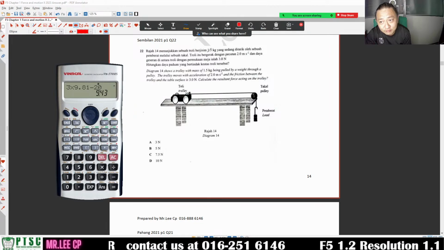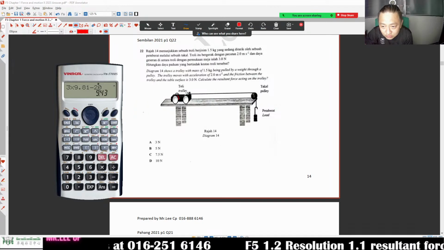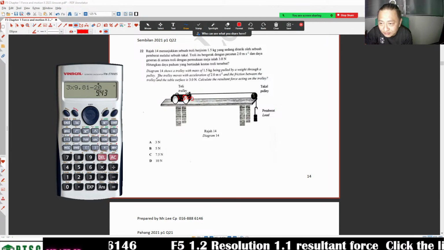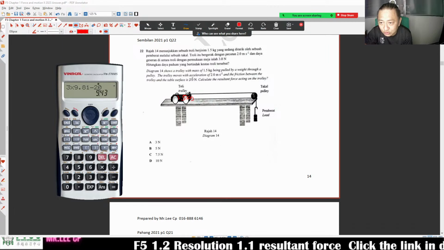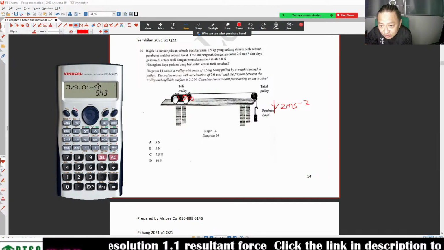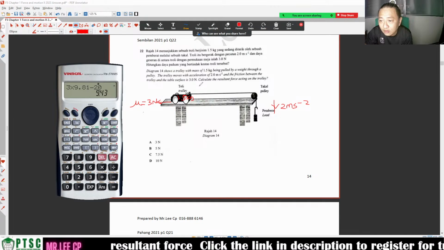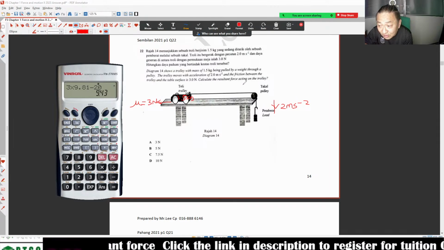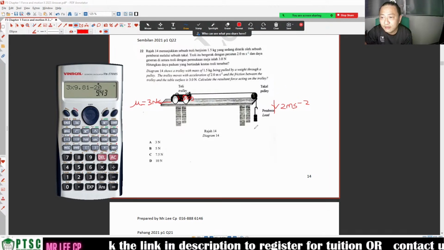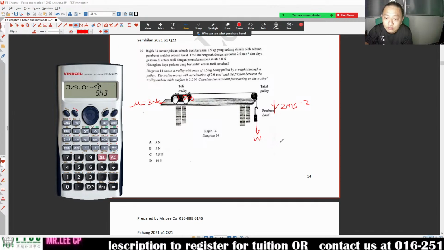Diagram 14 shows a trolley of mass 1.5 kg, pulled by a weight, I don't know how much. Acceleration is 2, must be going down, I know. And the frictional force is 3. Calculate the resultant force. Now, what is the weight? I don't know.